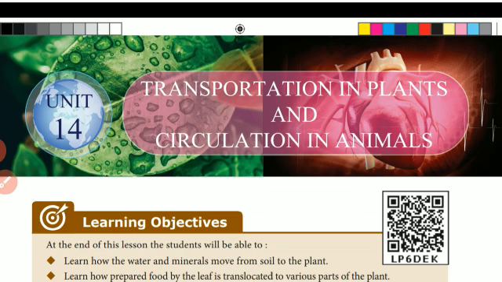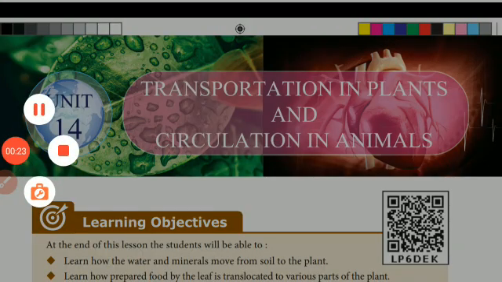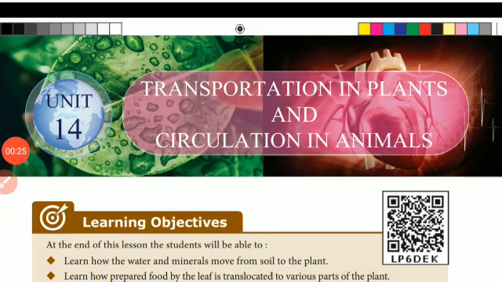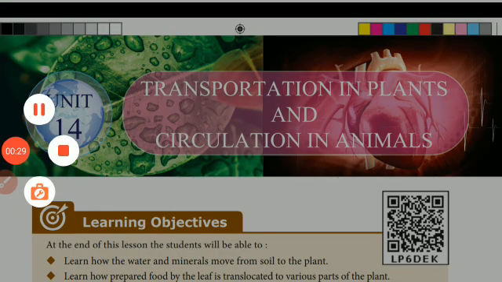Through these lessons, we are going to study the transportations which occur in plants. There are two types of elements involved in the transport of food and water. One is xylem, another one is phloem. How their transport takes place is what we are going to study through this lesson.